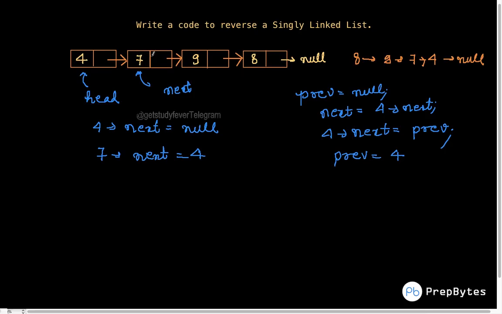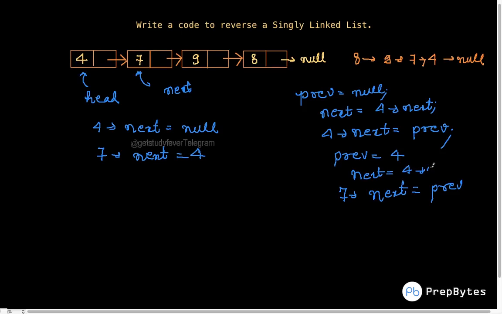Whatever I want the next value to be, I just keep it in prev. So I'll keep prev equal to 4, and then I'll do 7 next equal to prev. But again, before I do 7 next equal to prev, I have to ensure that I keep the next in this next variable. So I'll keep next equal to 7 next. Now what I'm trying to do is somehow generalize.